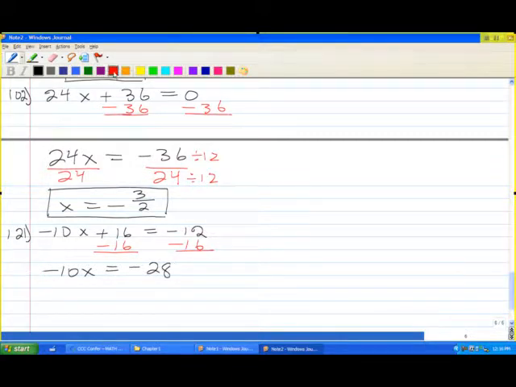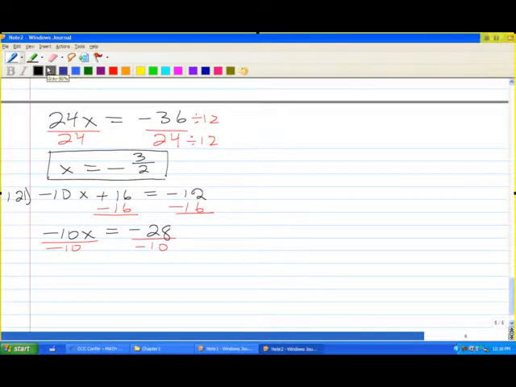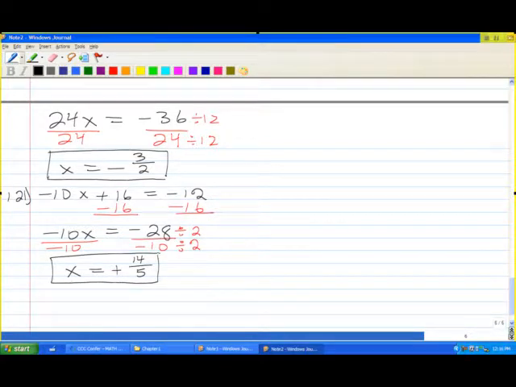I want to solve for x, so let me divide both sides of my equation by negative 10. And so x is equal to negative divided by negative, which is positive. I can divide both 28 and 10 by 2. So let's divide by 2. 28 divided by 2 is 14. 10 divided by 2 is 5. So x is equal to 14 over 5.